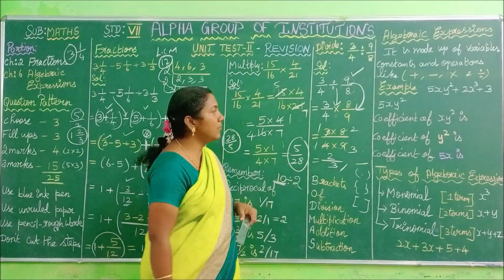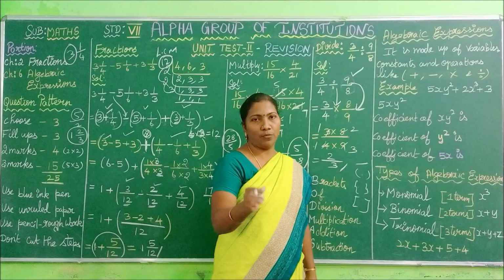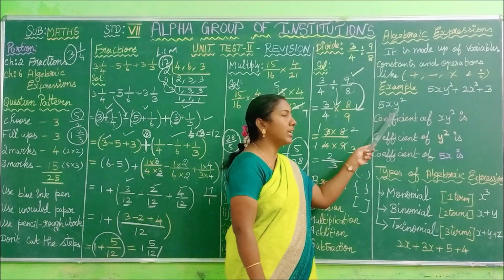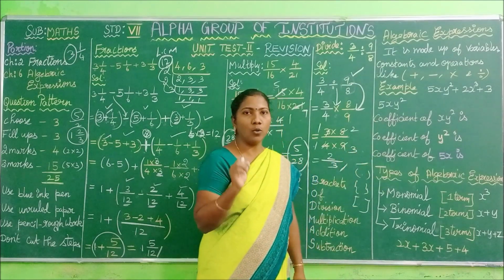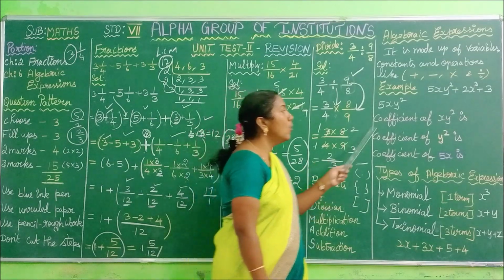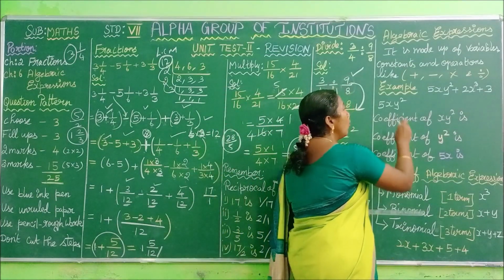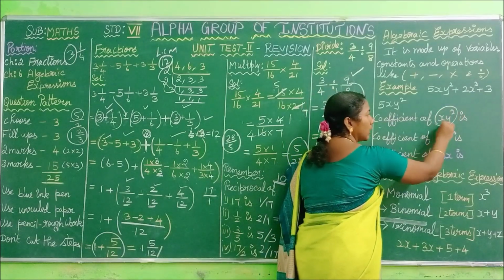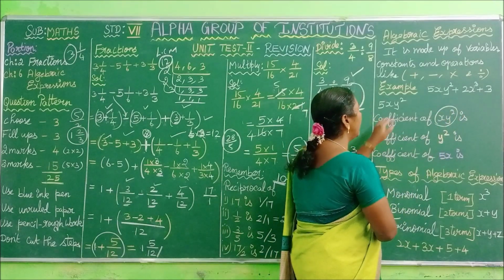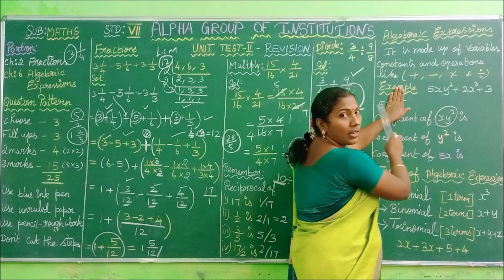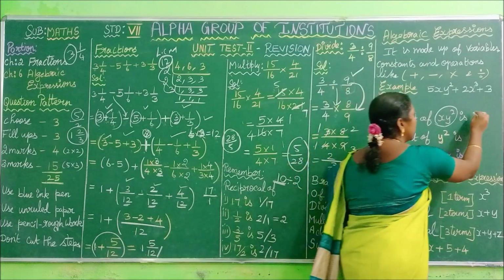Okay. First we are going to recall the concept of coefficient. For the term 5xy square, we are going to write the coefficient. Okay, see the first one. Coefficient of xy square is, see here children, while you are writing the coefficient of xy square you have to hide the term xy square. What is the remaining number? 5. So your answer is 5.